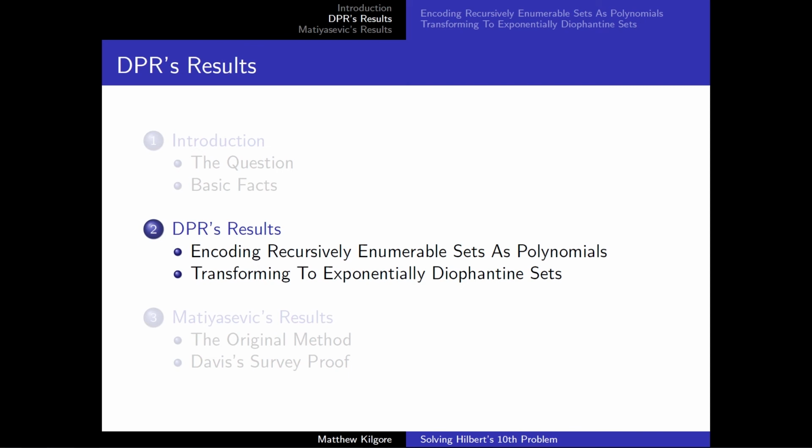Now, if you took my advice and zoned out for that last section, I highly recommend you pay attention to this one. Now we're going to look at DPR's results. Their work roughly falls into two parts. In the first, we encode recursively enumerable sets as polynomials. This is mostly work by Davis. Next, we transform those encodings to exponentially Diophantine sets.